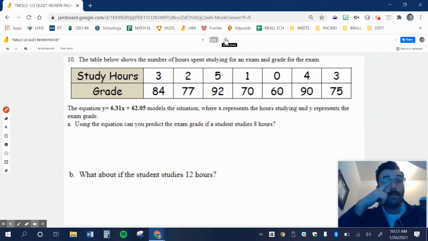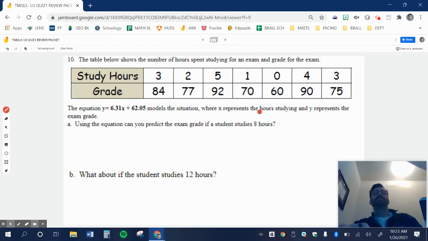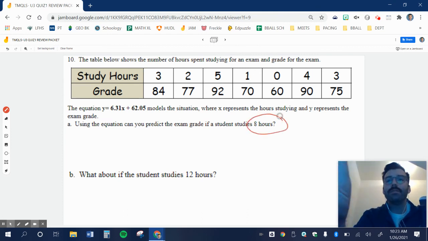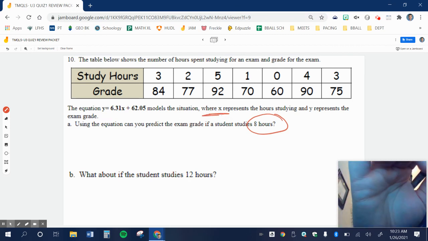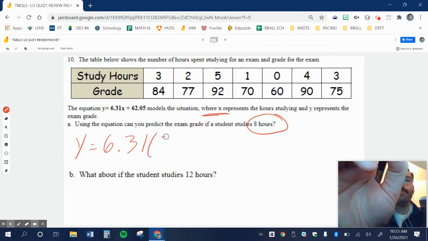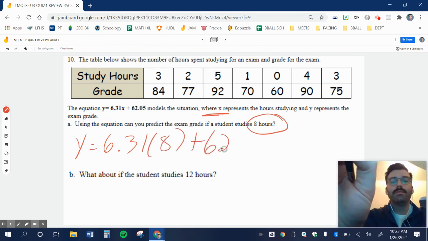All right, let's try this one. The table below shows the number of hours spent studying for an exam and the grade for the exam. The equation here models a situation where x is the number of hours studying and y represents the exam grade. Using the equation, predict the exam grade if a student studies for 8 hours. So 8 hours is our x value. So I'm going to say y equals 6.31 times 8 plus 62.05.